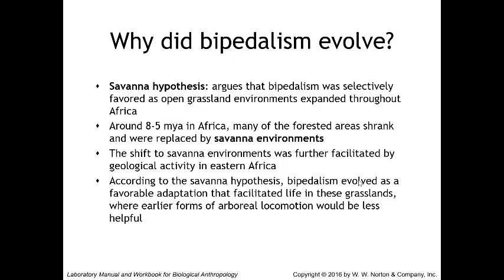So according to the savanna hypothesis, bipedalism evolved as a favorable adaptation that facilitated life in these grasslands, where earlier forms of arboreal locomotion would be less helpful. The savanna hypothesis was supported by researchers for many, many years, but since the 1990s, anthropologists have discovered numerous fossils of the earliest members of our human lineage, which challenge the validity of this explanation. Many of the earliest species may not have lived in savanna grasslands at all. So, alternative hypotheses for the evolution of bipedalism, such as the provisioning hypothesis, must be considered as well.